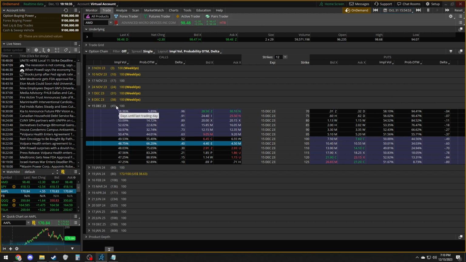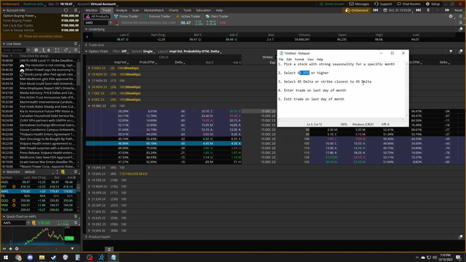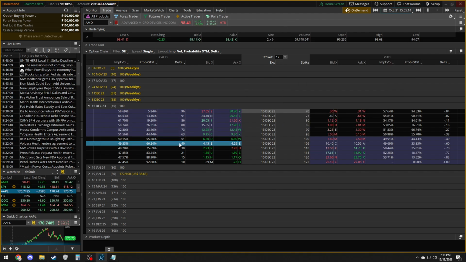If this was like 44 or 43 DTE, I would go to the next option contract. But in this case, we have 45 DTE right on the button. I'm going to select that. And then I'm going to pick the strike that is 45 delta, or the strike closest to 45 delta. So you can see here, this is the delta column: 40 delta, 51 delta, 63 delta.